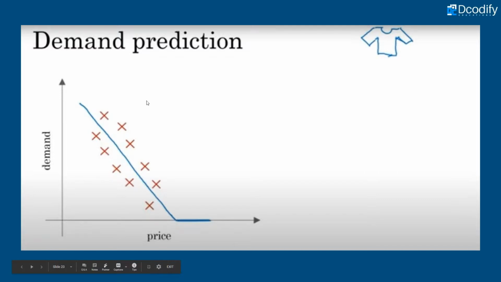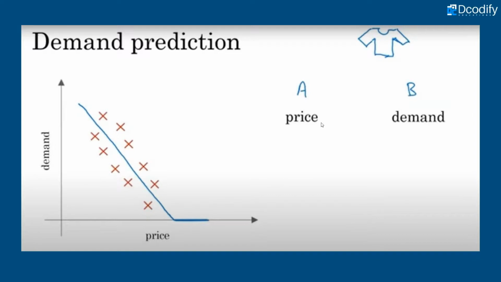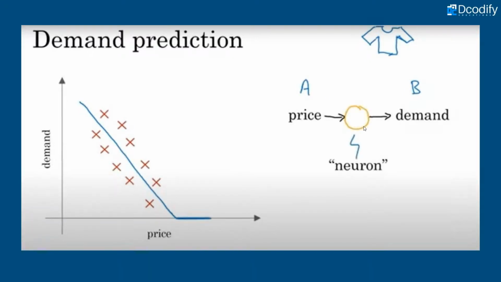So this blue line may be specified as the simplest possible neural network like this. Here A is the price and B is the demand, so we can put a circle in between A and B like this, and this circle is nothing but the neuron. What it does is compute the blue line that is drawn over there. Fine.